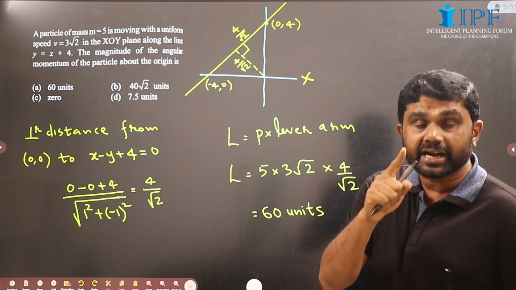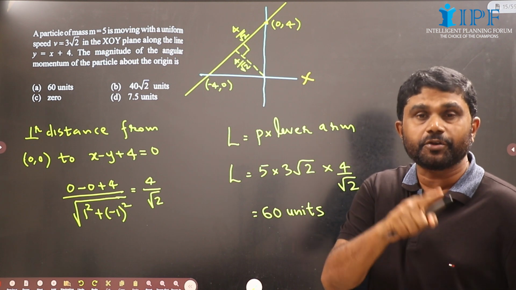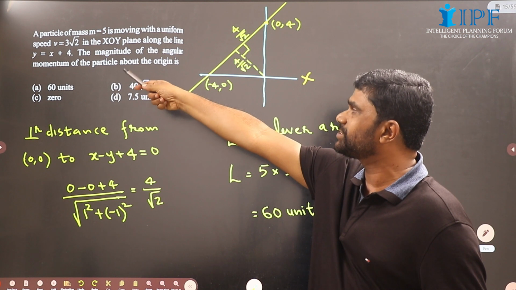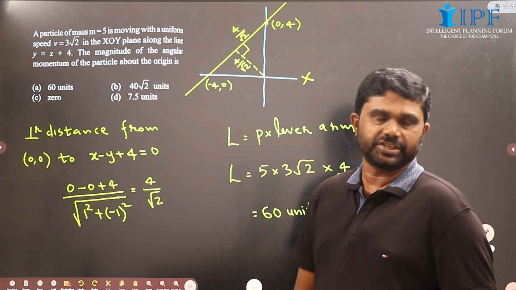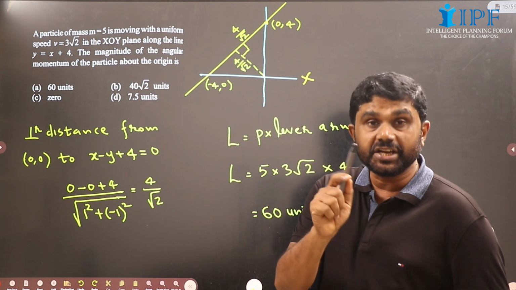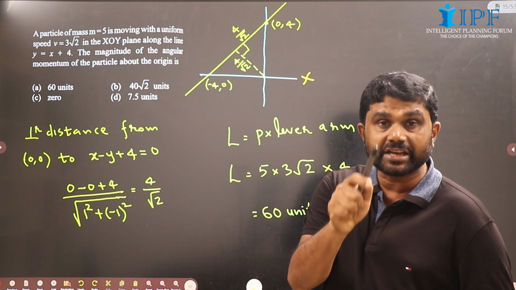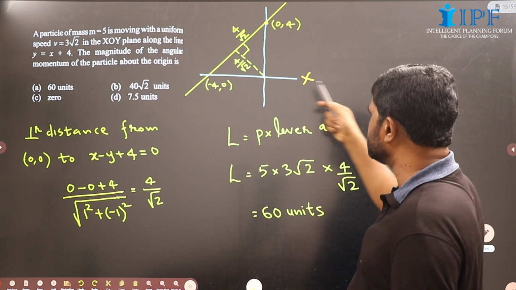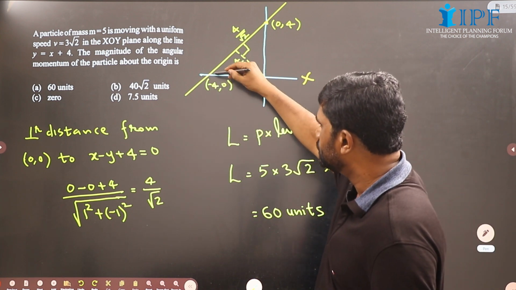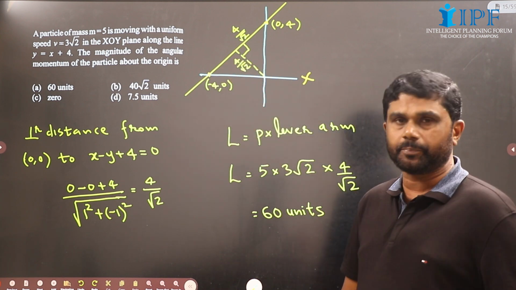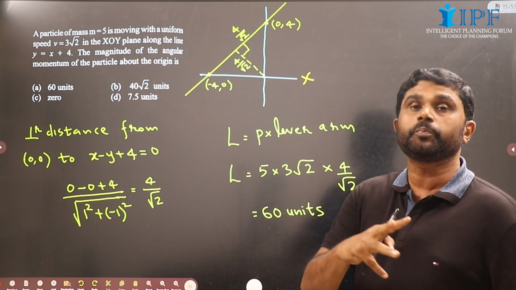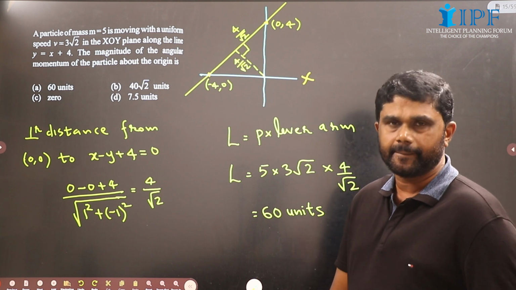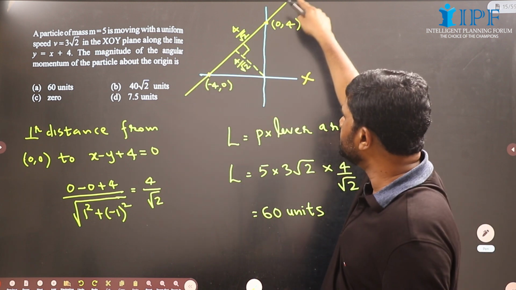Where does that line cut the x-axis? How do you get that? Put y equal to 0. When you put y equal to 0, you will get x plus 4 equal to 0, then x equal to minus 4. That is the point at which the line cuts the x-axis. Okay, this is positive x-axis and this is negative x-axis. So this is another point on the line. So we have got 2 points. So simply join these 2 points, you will get the required line. Okay, the particle is moving along this line.